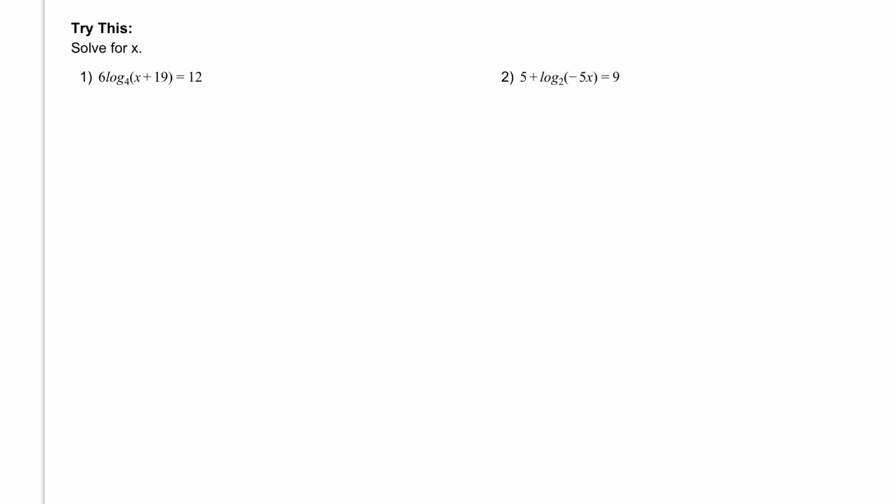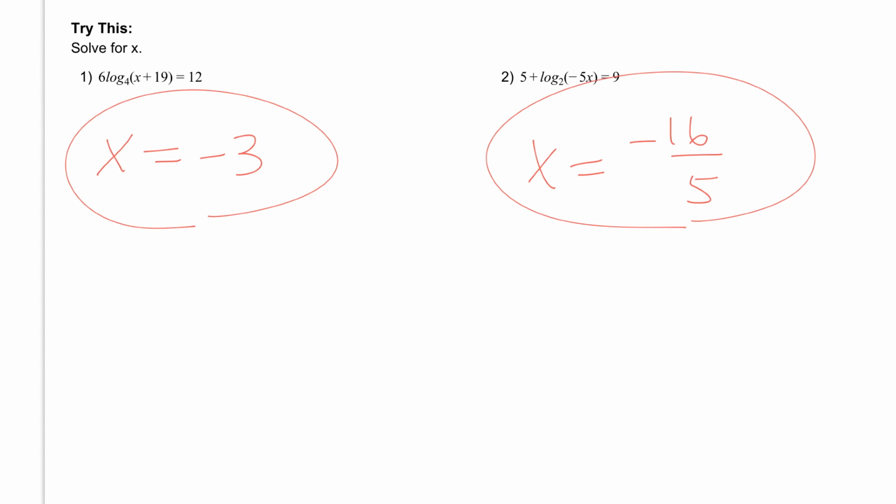If you did number 1 correctly, you should get x is equal to negative 3. And if you did number 2 correctly, you should get x is equal to negative 16 over 5. If you have questions on either one of them, please let me know.